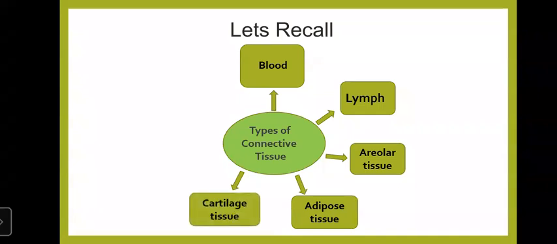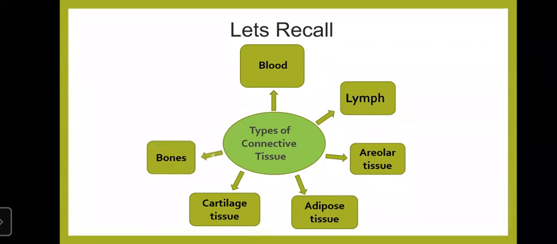Next was the solid connective tissues, in which we have three types. First was the cartilage tissue, which is present at the tip of our nose, ear pinna, trachea, as well as in between the vertebral columns and at all the joints. The pad of cartilage helps in avoiding the friction between the bones, thus providing lubrication at the joint, as well as giving shape to the body structure.